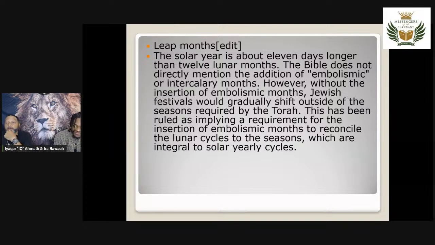Now, it says that the solar year is 11 days longer than the 12 lunar months. That's what ends up eventually throwing them out of sync, okay? Because the moon is moving faster than the sun, and they fall out of sync, and it ends up throwing off the calendar by about a month's time.